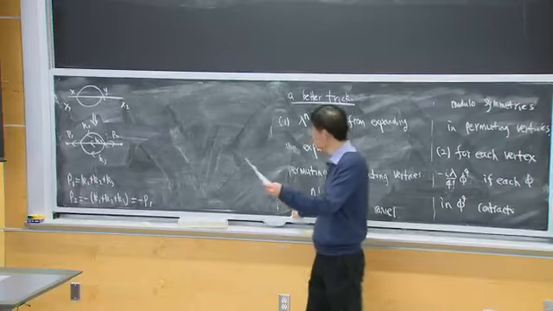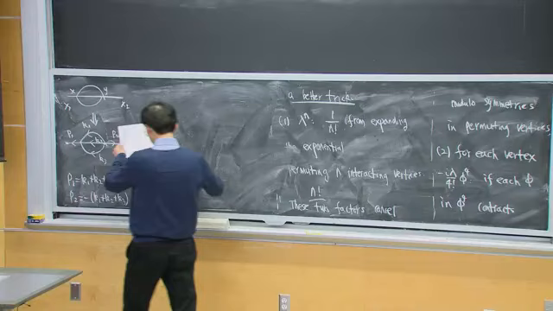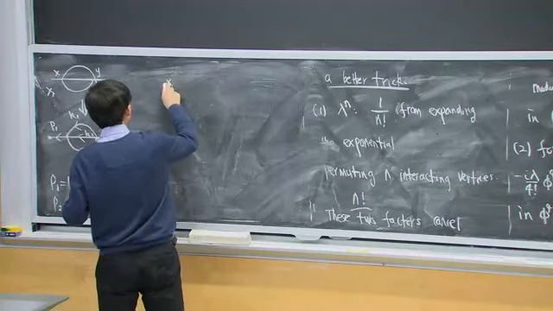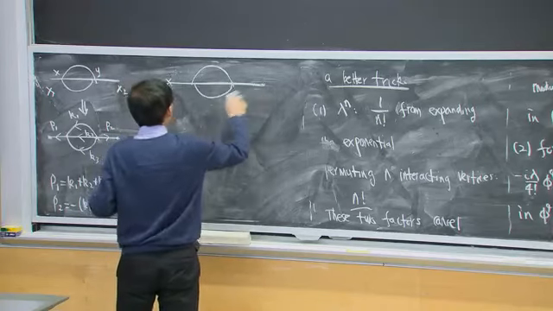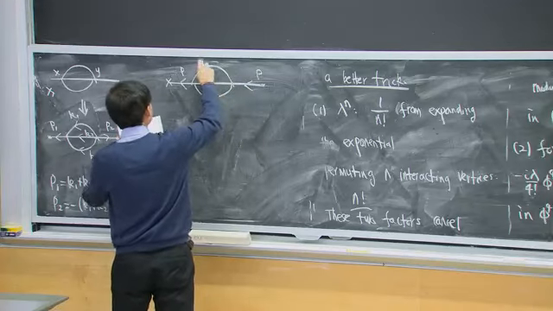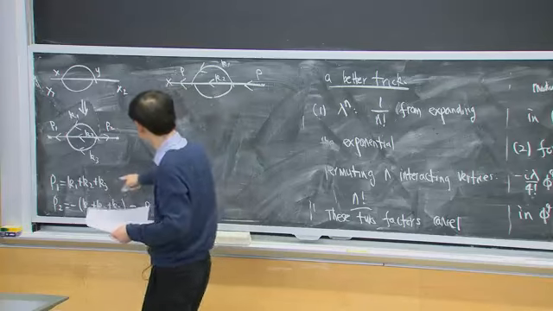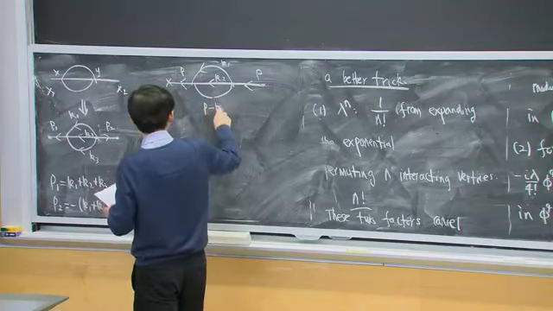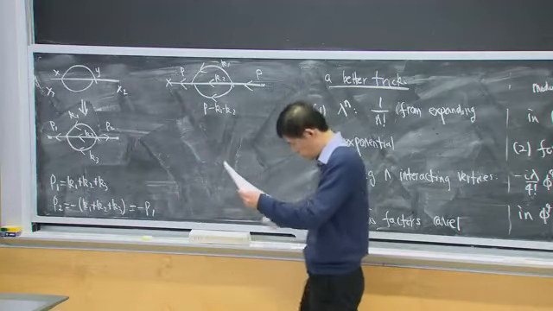Using this simplified notation, we can draw the diagram like this. Here is p. Let's call this k1, k2, and then k3 can be solved in terms of k1, k2. So this is just p minus k1 minus k2.